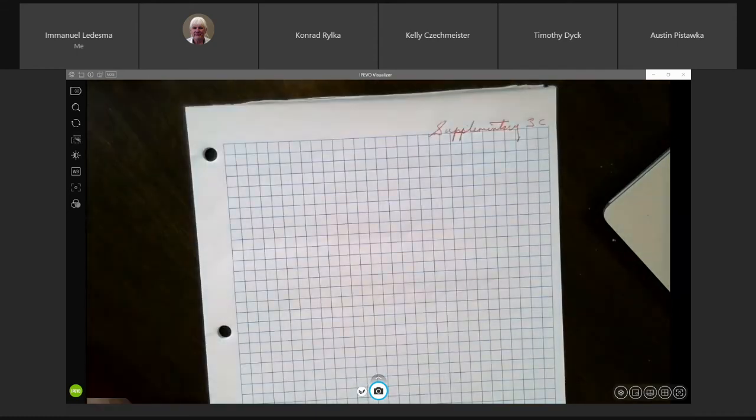Now I have to grab that. It's up here somewhere. Okay, 3C.